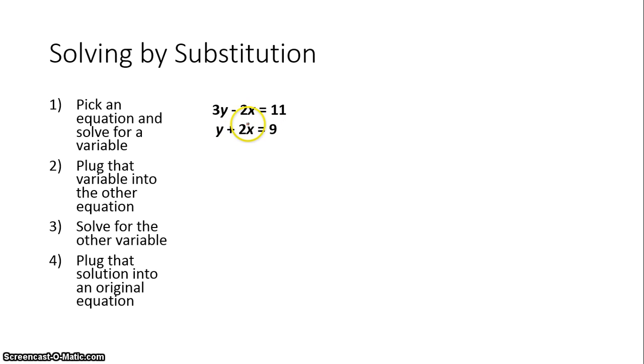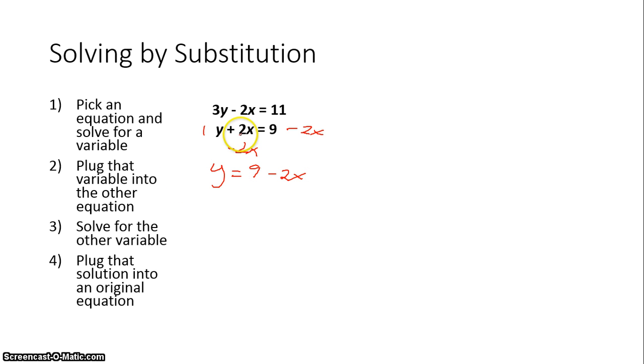The first thing I typically look for is the numbers in front of my variables. This one has nothing in front of it, so it's going to be the easiest to solve for, just by subtracting 2x from both sides. So now I have y equals 9 minus 2x.